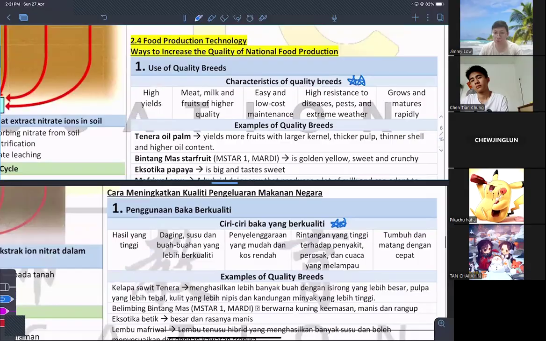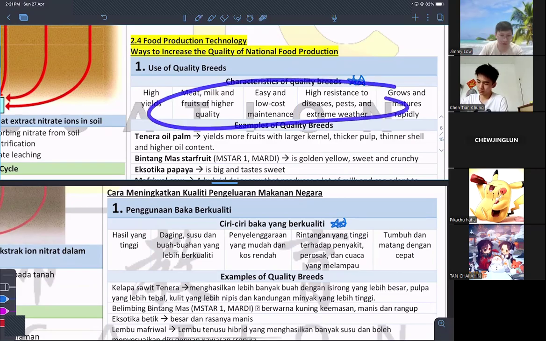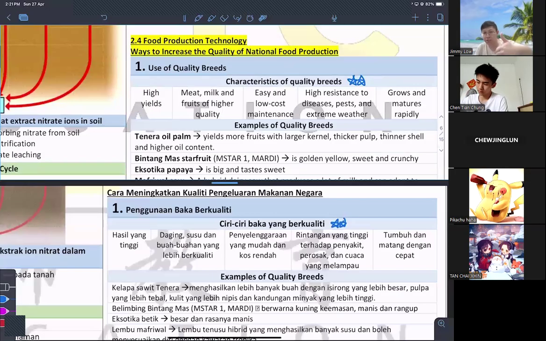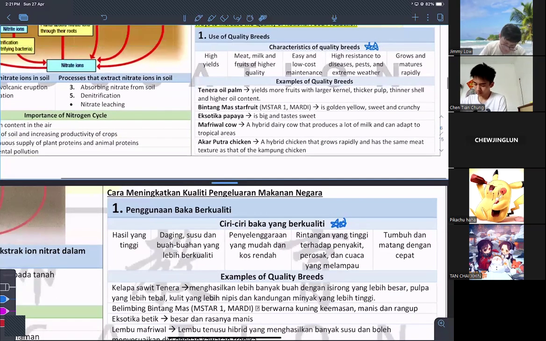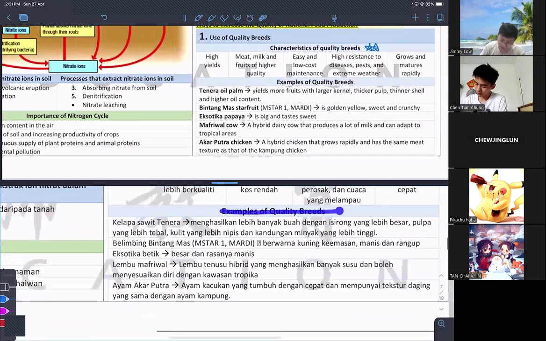Okay, quality breeds. The question will ask you, what is quality breeds? What are the characteristics of quality breeds? So you have to say, we have 5 points here, you have to know at least three. Easy maintenance, high yield, so you can grow faster, low cost. All these kind of things, go through them, 2 stars. Then for the examples of quality breeds, you can just take a cross. No need to go through the examples here. The question won't ask you what are the examples of quality breeds in Malaysia, so you don't have to waste time here.